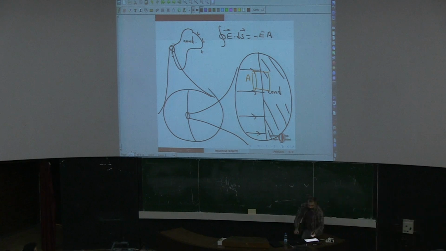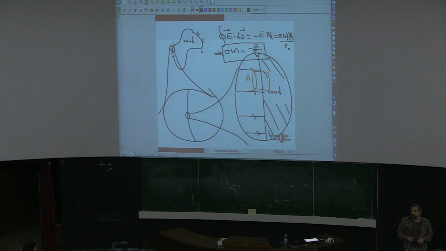And this should be equal to the charge density at this region, sigma r, times A over epsilon 0. The A's cancel, so sigma r is equal to minus E over epsilon 0. And we are done. This is the surface charge density at this point. This is the electric field at that point. E times epsilon 0.